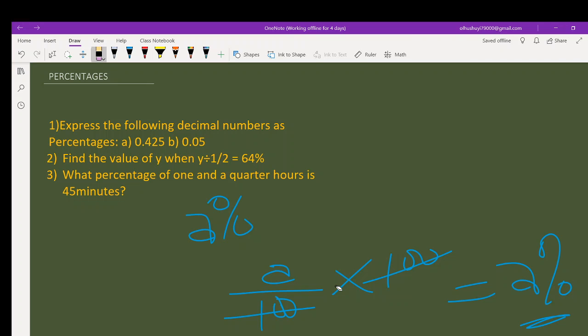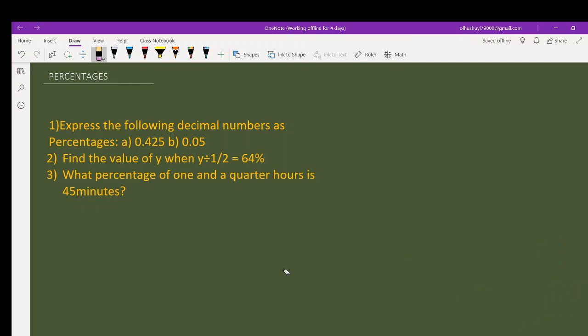So take a breather, a bit further. We go to question one. The question says express the following decimal numbers as percentages. There are different ways you can go about this. Some will decide to change the decimal number to a fraction, and some will multiply by 100. Question 1, 0.425 to percentage will be times 100. Do you get that? So there are different ways you go about it.